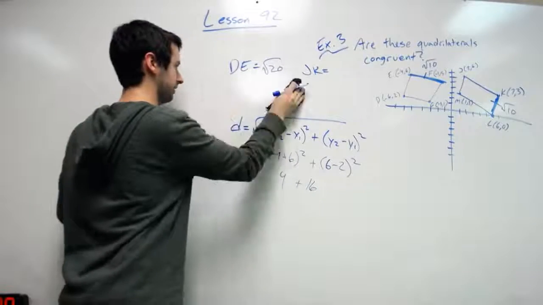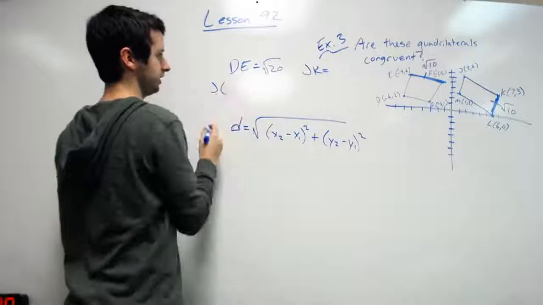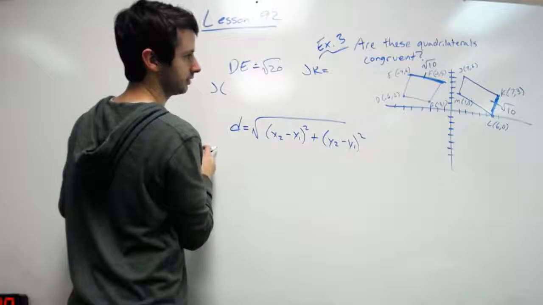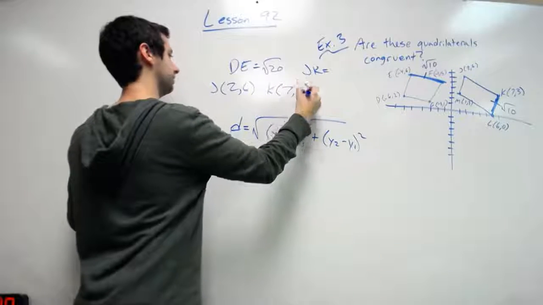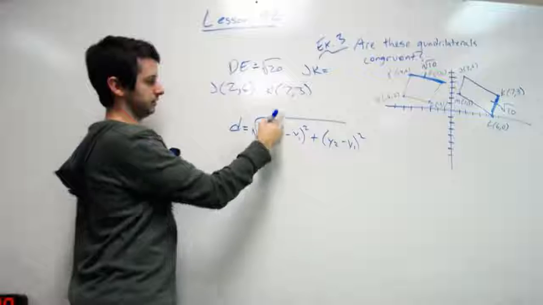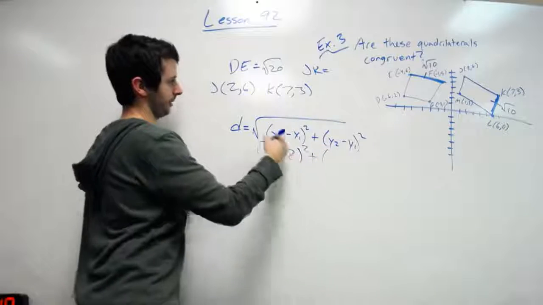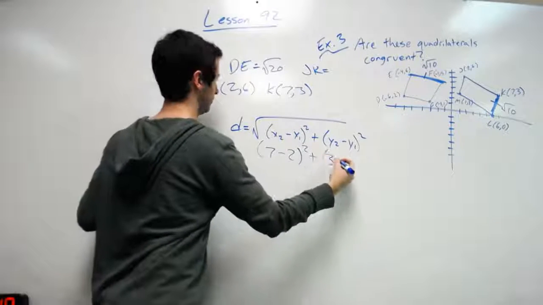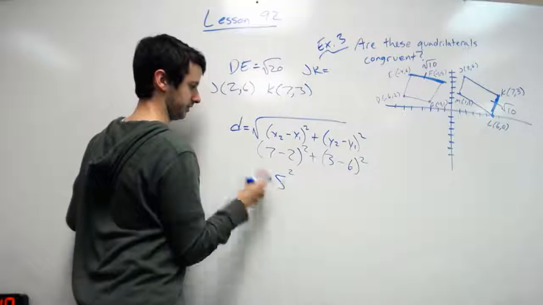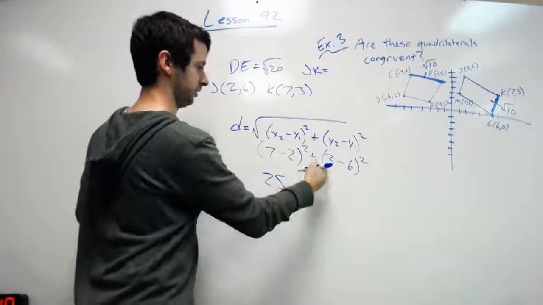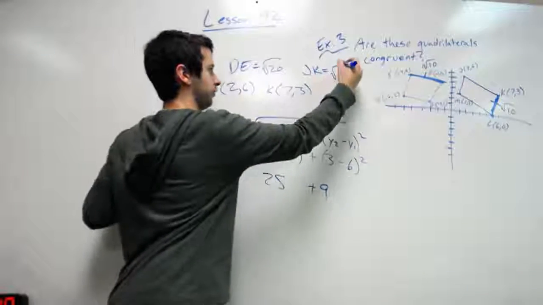So let's see if JK is also the square root of 20. The coordinate for J is 2, 6. And the coordinate for K is 7, 3. x2 is 7. x1 is 2. y2 is 3. y1 is 6. 7 minus 2 is 5 squared. So that's 25. 3 minus 6 is negative 3 squared. That's 9. So that ends up being square root of 34.